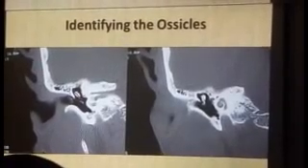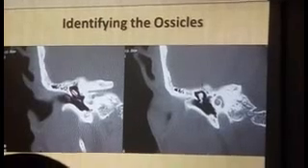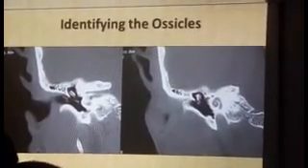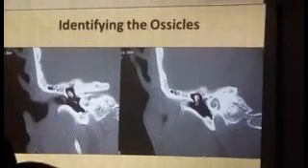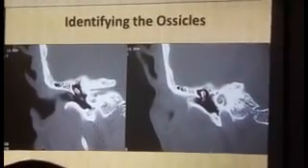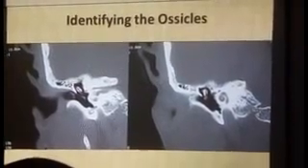The body of the incus, the long axis, is obliquely oriented, whereas as far as the head of the malleus is concerned, its long axis is more vertical. So that's one important point to understand, or rather to help you differentiate between the body of the incus and the head of the malleus.